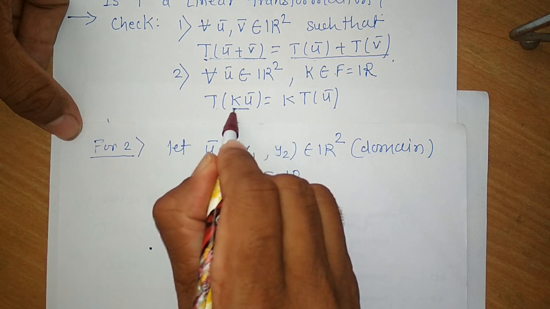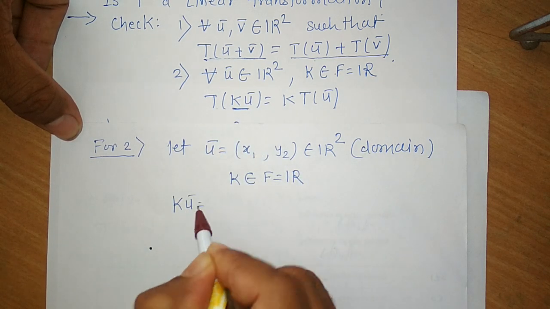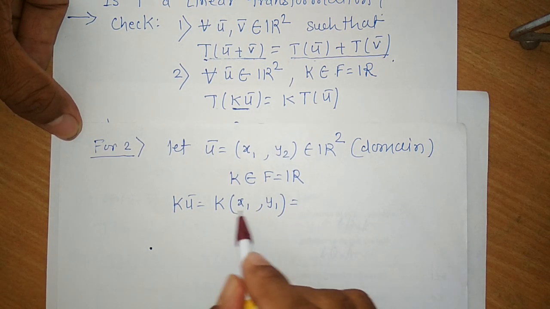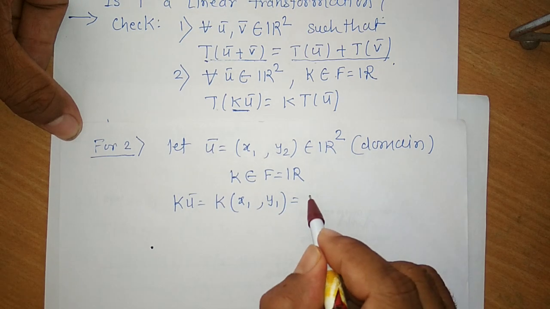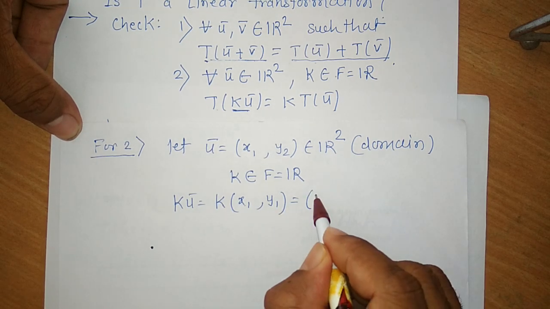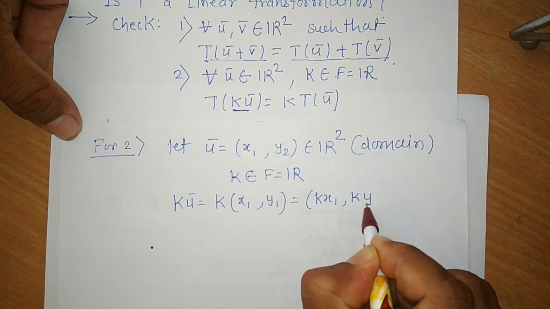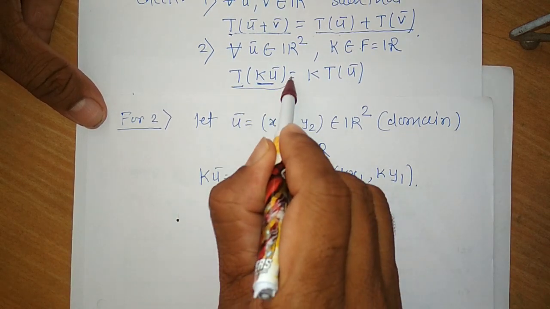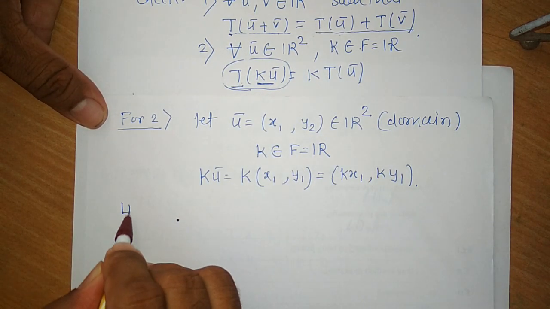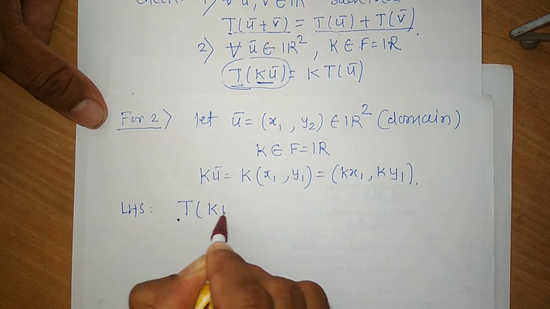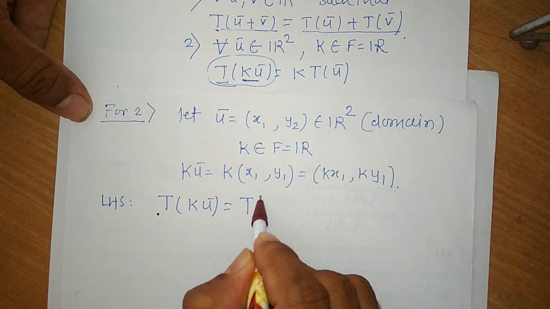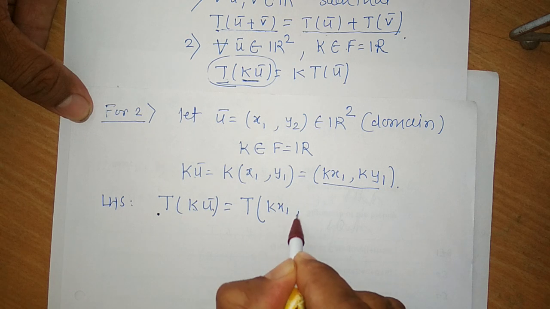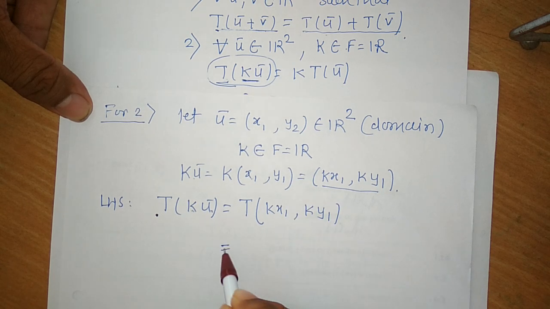Let us consider k times u bar. K u bar is k times u bar, and u bar vector means x1 comma y1. For scalar multiplication of the vector, as usual, k is multiplied to every component of that vector, that is kx1, ky1. Now we consider the left side, T of k u bar. We already evaluated this vector, so you can write here kx1, ky1.